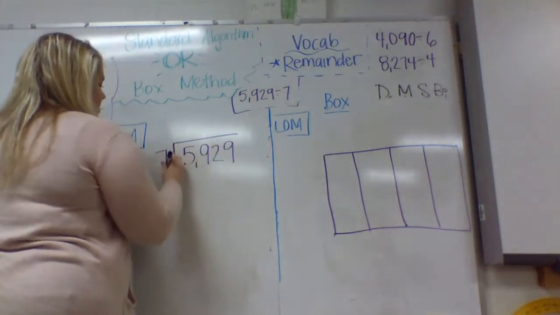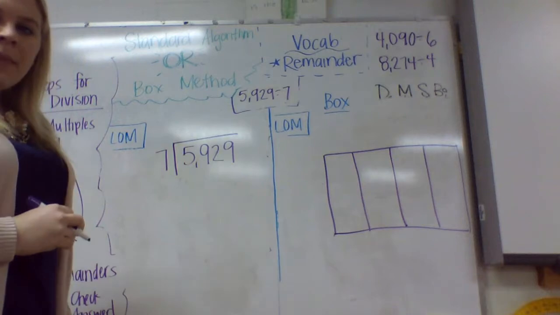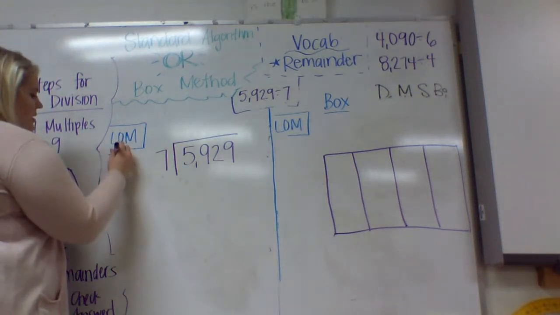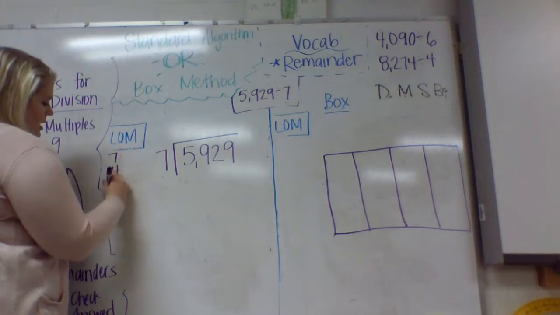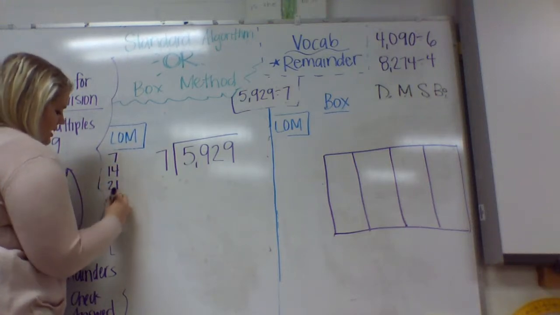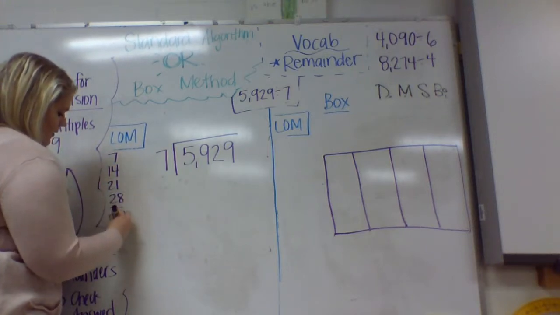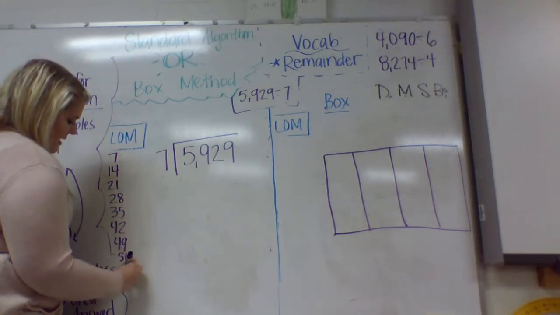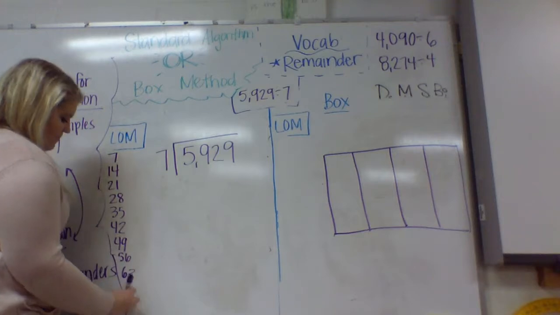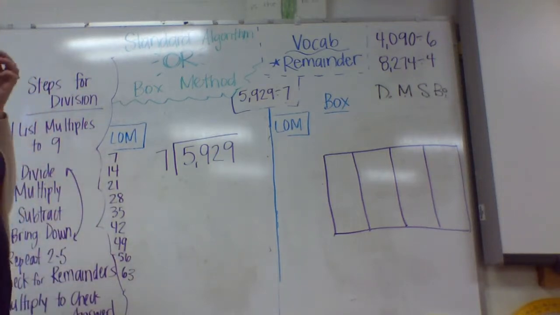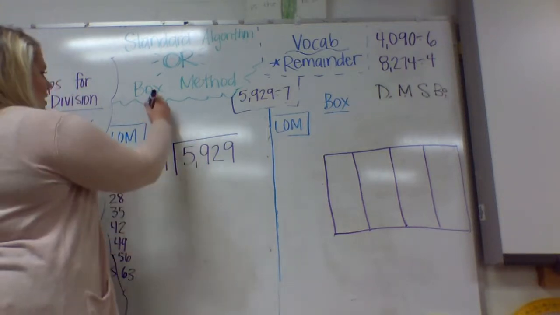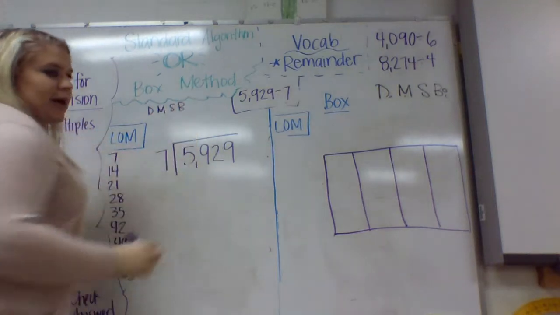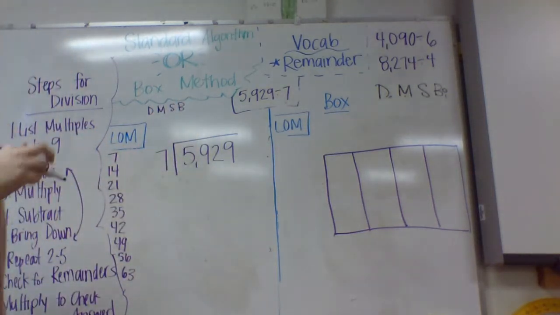5,929 divided by 7. So the first thing I have to do is list my multiples. 7, 14, 21, 28, 35, 42, 49, 56, 63. Okay, so I've listed my multiples. Now I am ready to divide, multiply, subtract, and bring it down. Now I'm ready to start.